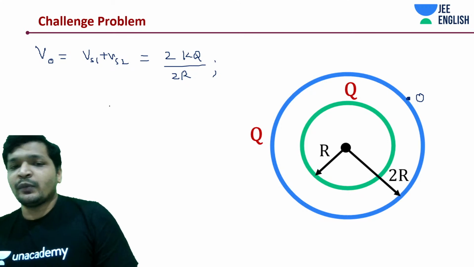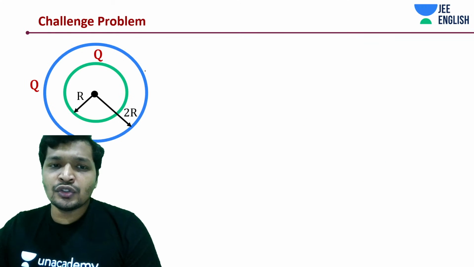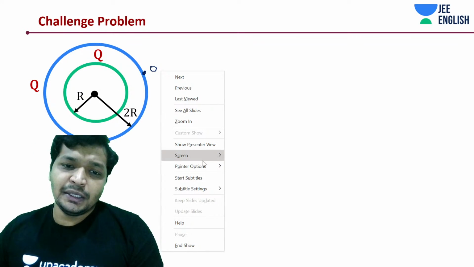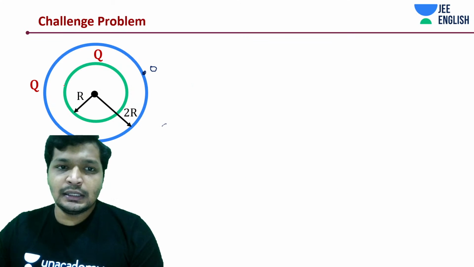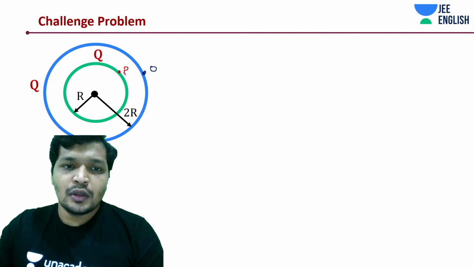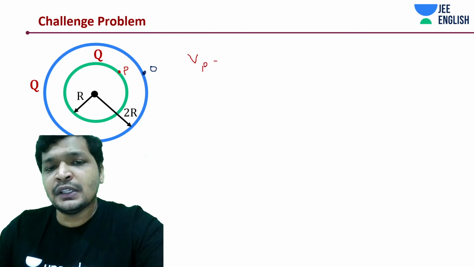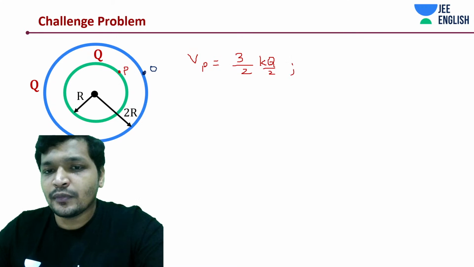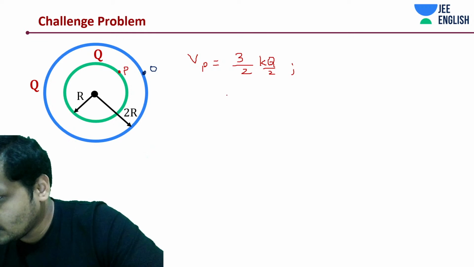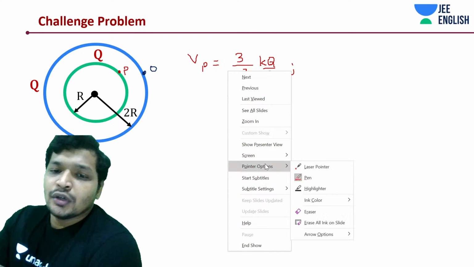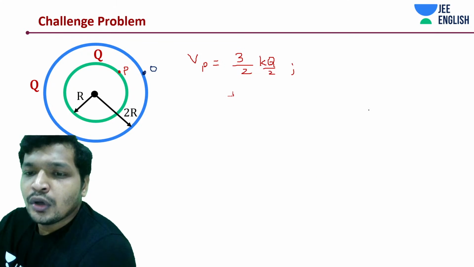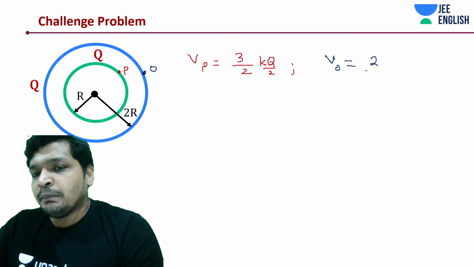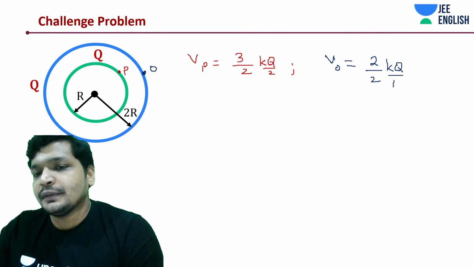Because we are going to basically divide one by the other, we need to find out the ratio. One was at this point O and one was at this point P. Now we had the potential Vp equal to 3 by 2 kq by r, and due to this point, VO would be 2 by 2 kq by r.